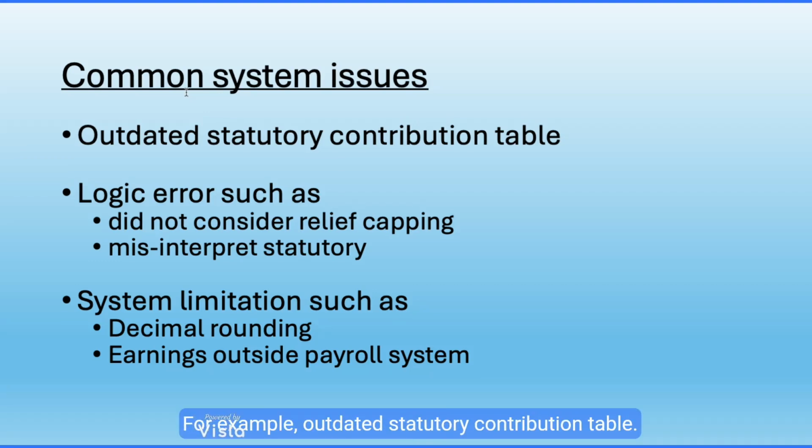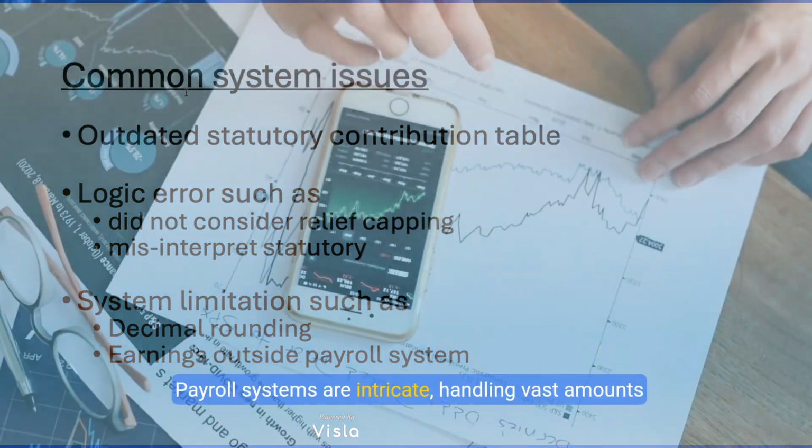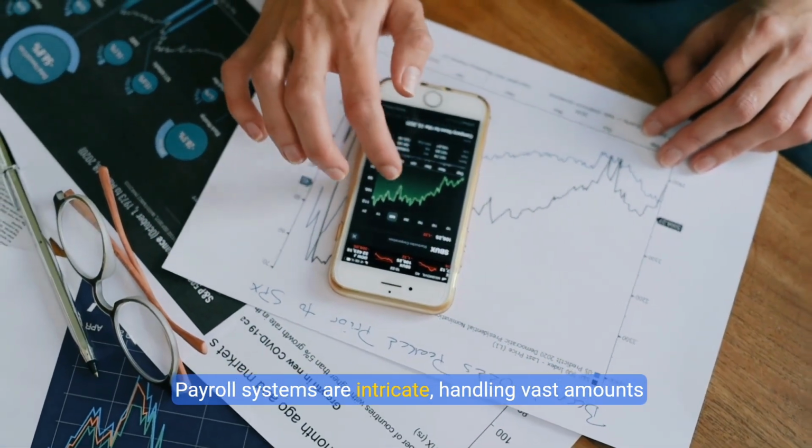For example, an outdated statutory contribution table. Logic errors such as not considering relief capping, or misinterpreting statutory requirements. Also, system limitations such as decimal rounding and others. First, let's explore why these errors occur.